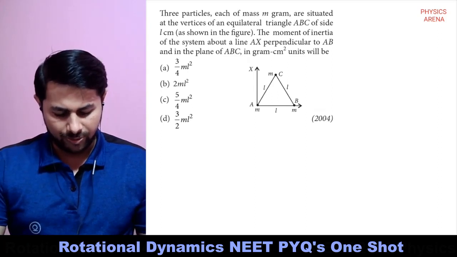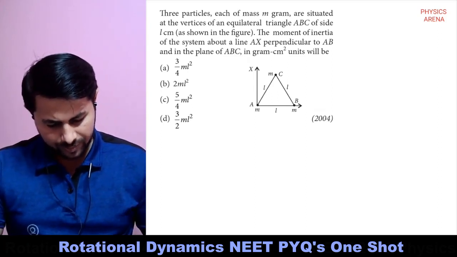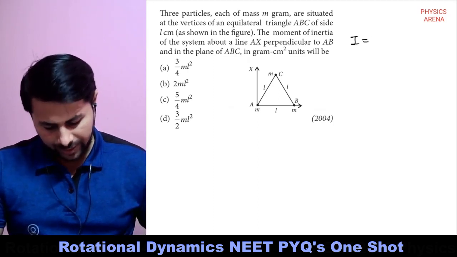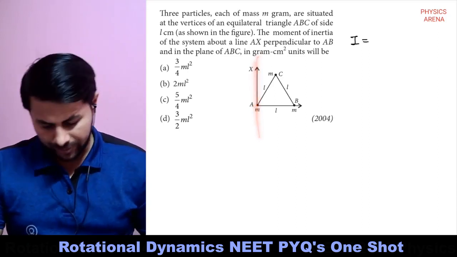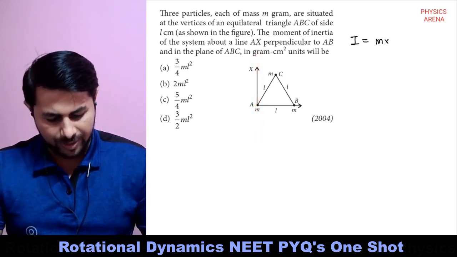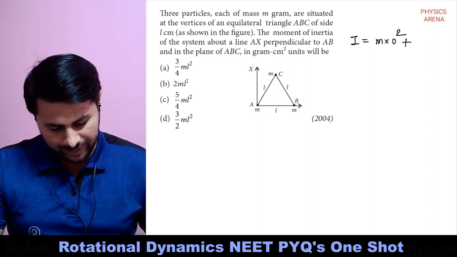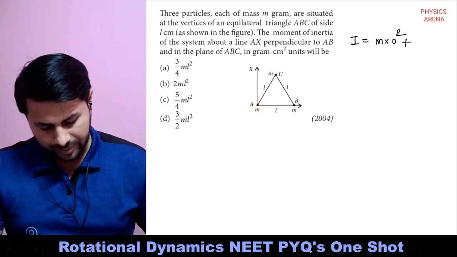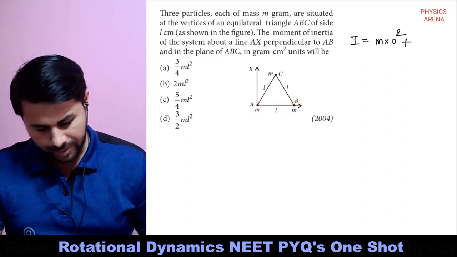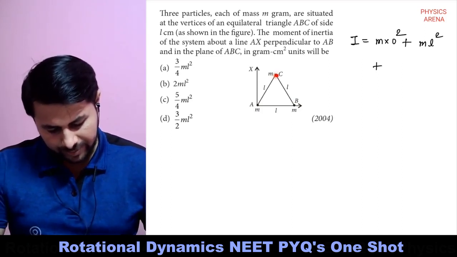So very simple and straightforward, right? So how much will be the moment of inertia? I equals, you can say, for this mass, it is on the axis itself, so m multiplied by 0 square. For this mass, it is m multiplied by L square. Length is L. So m multiplied by L square, plus for this mass.